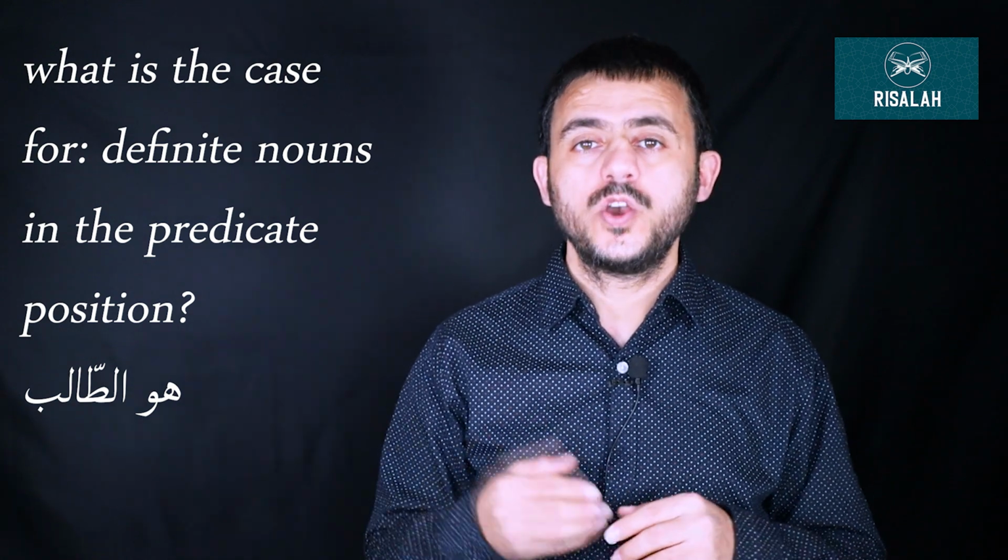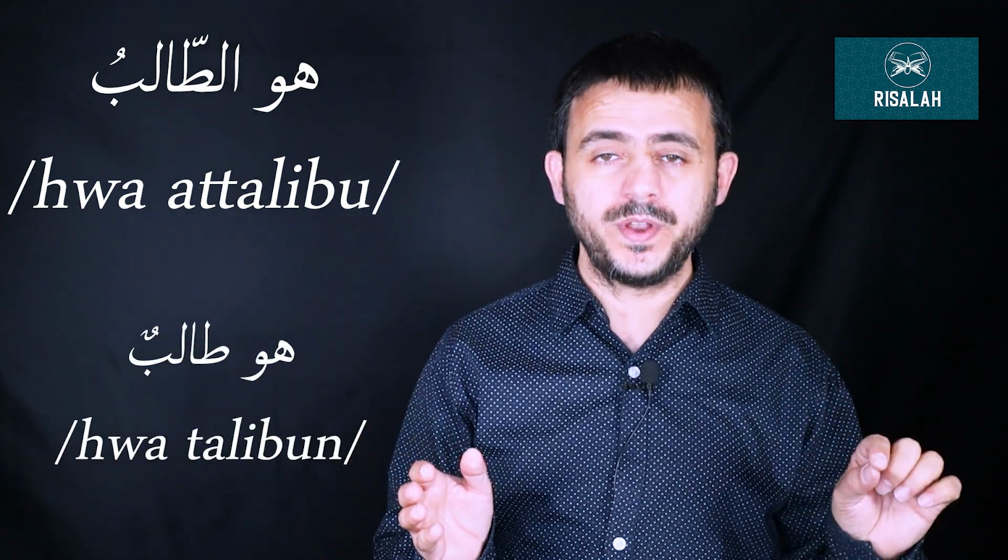This is the sentence: هو الطالب. هو is mubtada. الطالب is the predicate. It is the khabar and it is in the nominative case. However, it will have only one dhamma because it is definite. If it was indefinite, it will be like this: huwa talibun. Perfect.